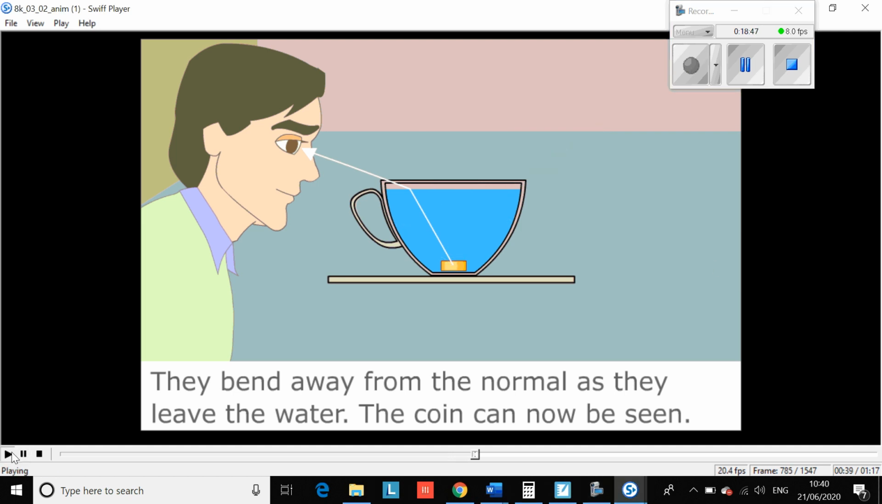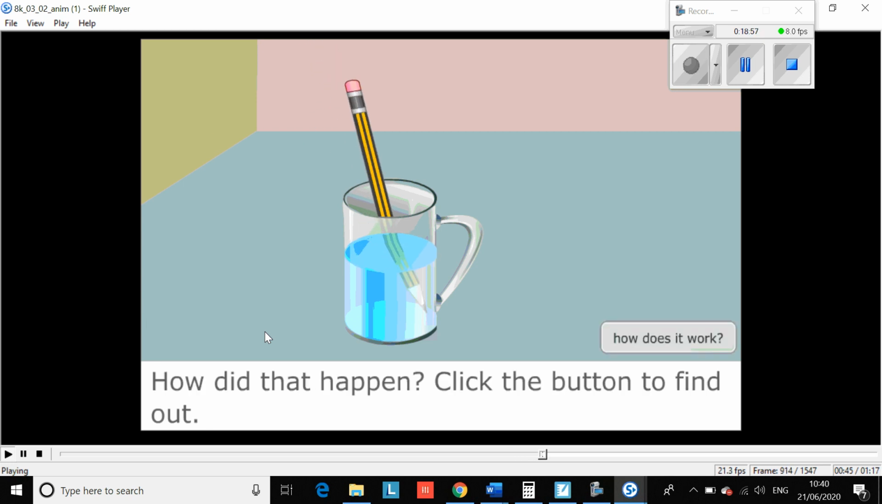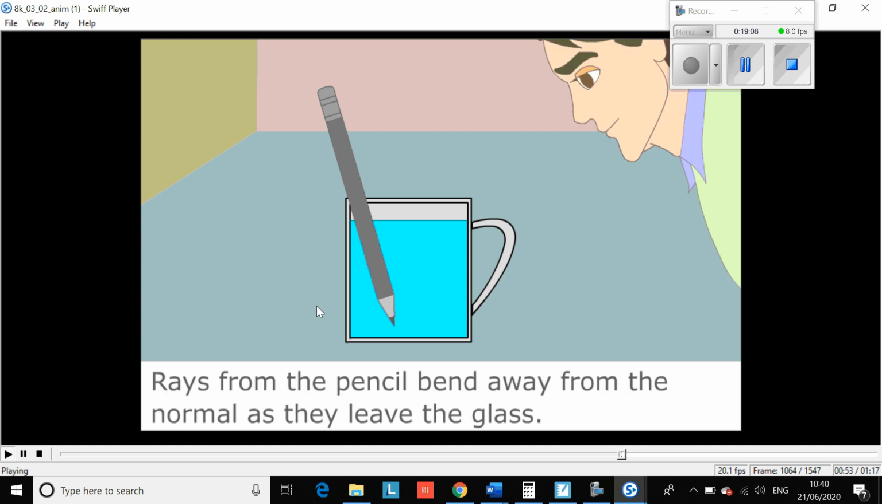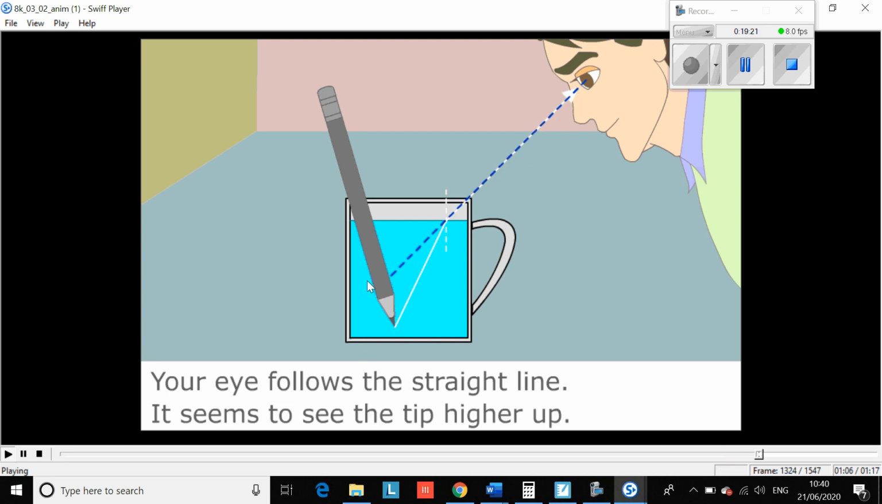So the next example, you can just stick a pencil in a glass. So let's see what happens with this one. Put a pencil in a glass of water and the pencil appears to bend. How does this happen? So there's our pencil. We know it's straight. It doesn't really bend at all. Rays from the pencil bend away from the normal, so where we see the tip of the pencil isn't actually where it is at all. Your eyes follow the straight line. So once again, it appears as if it's bent.